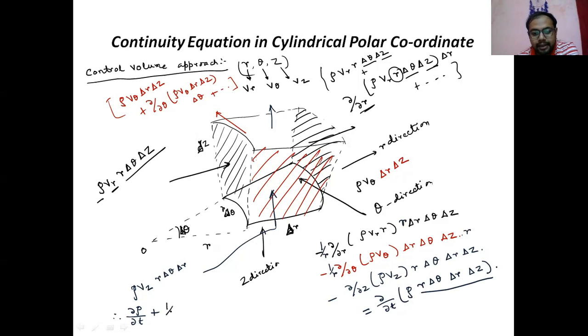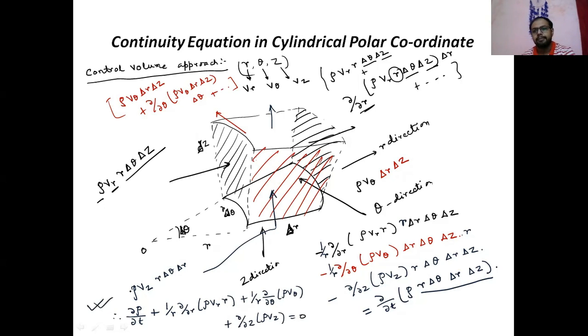So 1 by r d/dr of rho vr into r, plus 1 by r d/d theta of rho v theta, plus d/dz of rho vz. That is the continuity equation for the cylindrical polar coordinate system. That is the way we are getting this. So that's all about the continuity equation.